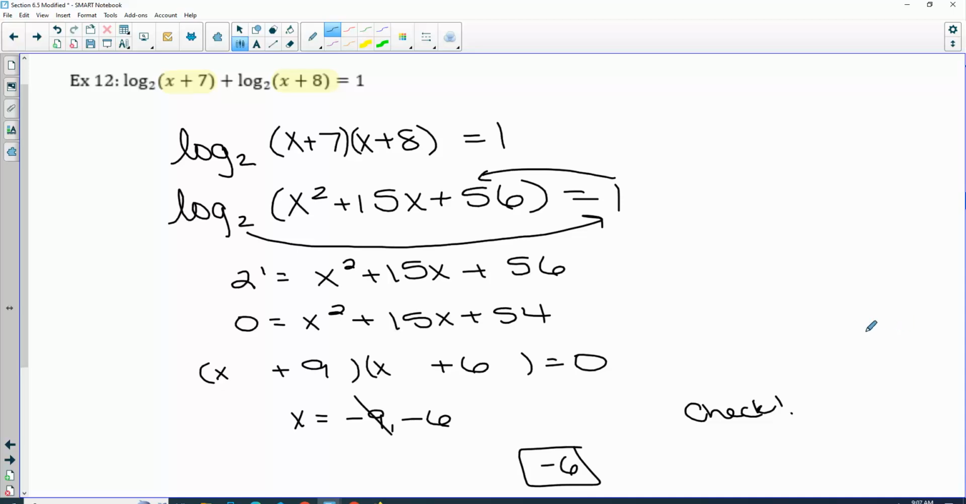So all of those had logs on one side of the equation. Are there questions? Notice our strategy is to condense, so we have a single log, and then use the exponential form.